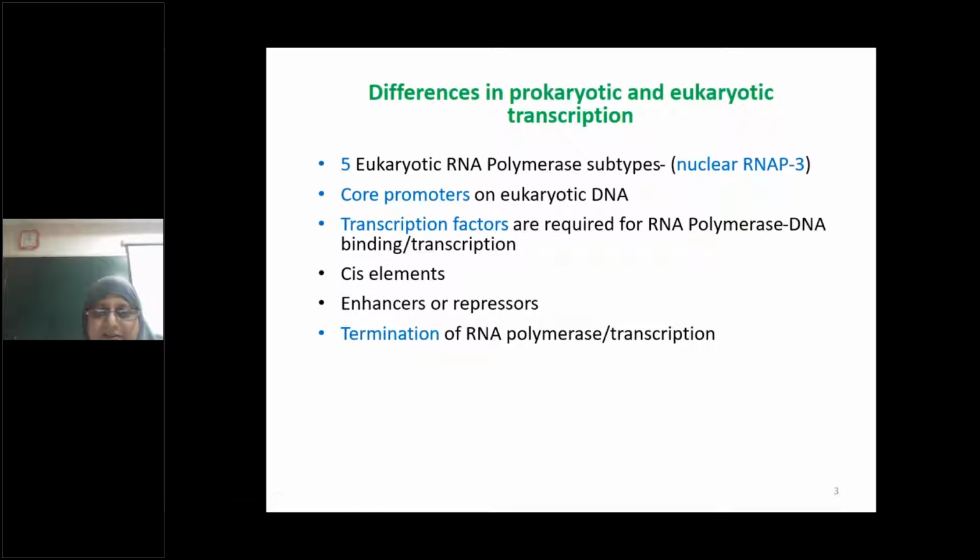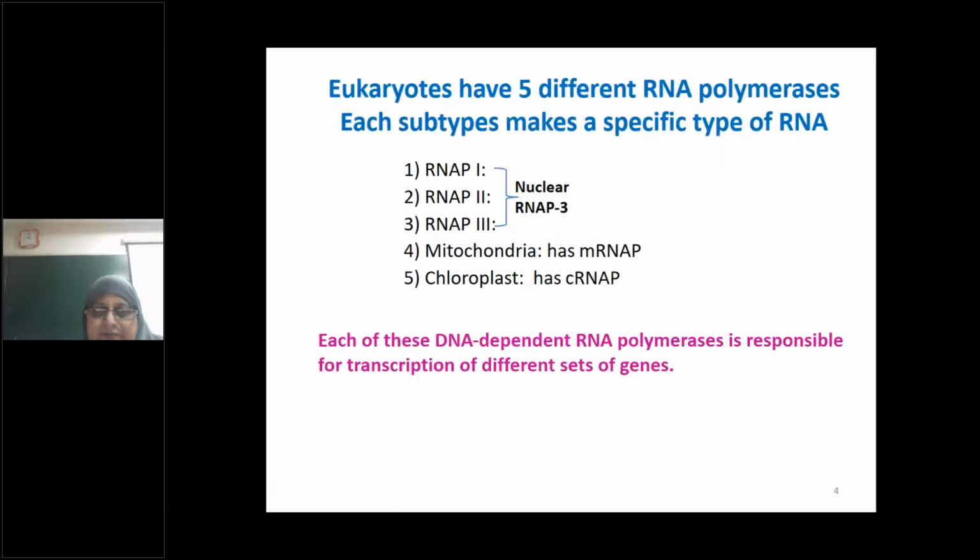So what are the additional things we have got over here? Other than the promoters, we have the transcription factors, we have the cis elements, we have the enhancers or the repressors. And termination here in the eukaryotes will be different from that of the prokaryotes.